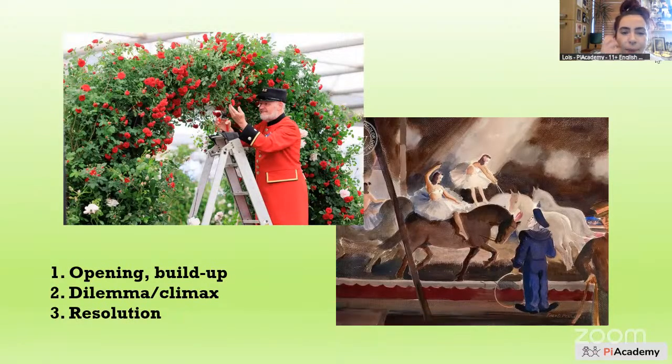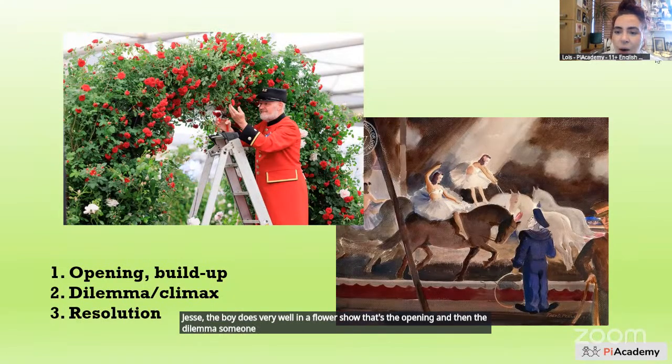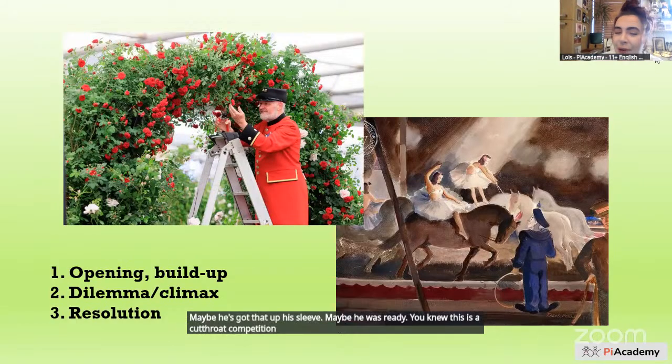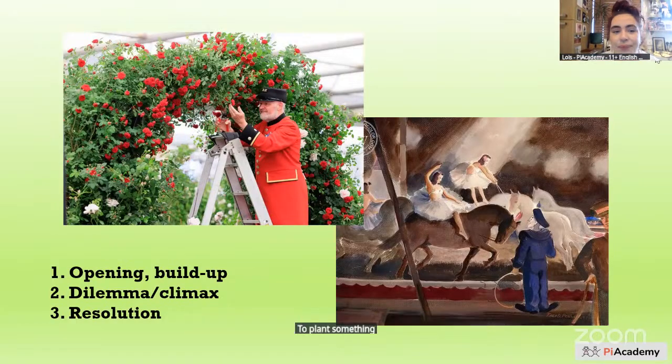Jesse, the boy does very well in a flower show. That's the opening, and then the dilemma, someone sabotages him. Oh, I wonder how, but that's a good suggestion. And then the resolution is that he plants his backup roses. Yeah, fantastic. Maybe he's got that up his sleeve. Maybe he was ready. You knew this is a cutthroat competition. You've always got to be ready to plant something else.